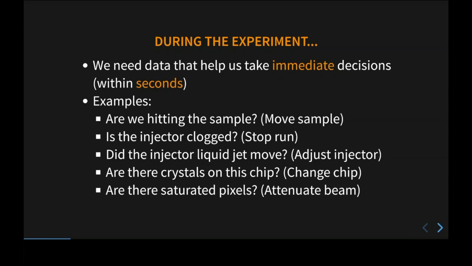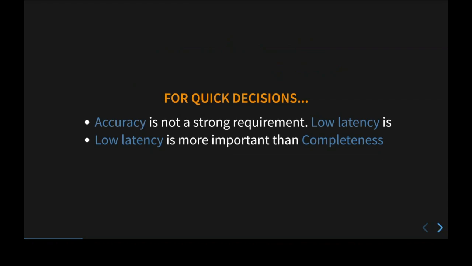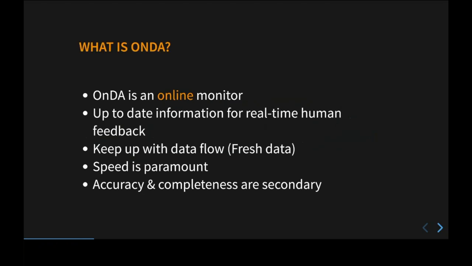Now, for this kind of decision, accuracy is not a strong requirement. We want to know, are we hitting a crystal or not? Not, are we getting a 21 or 22% hit rate, right? Low latency is also a requirement, and it's more important than completeness. If I compute the hit rate on, say, 20% of the data we collect, it's still accurate enough for this kind of decision. If the injector is clogged, we will see the hit rate going quickly to 0, and then we know the experiment needs to be stopped.